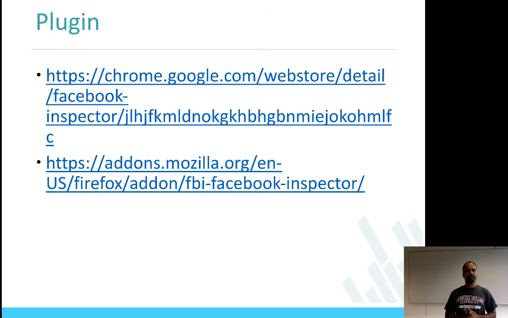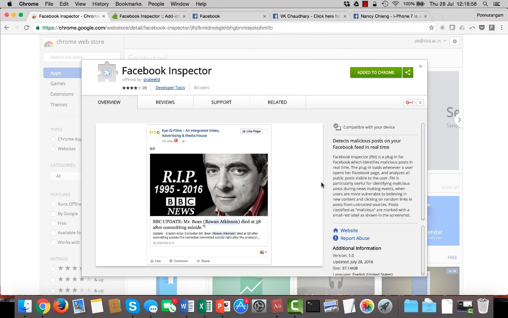So here is a pointer to the plugin. It'll be interesting if you can download it and play around with it. These are links to the Chrome extension and to the Firefox one. Let me walk you through how this plugin works and what it does, and how it is different from, or very similar to, TweetCred. So this is Facebook Inspector on the Chrome store, and basically you can add this to your browser. I already have it on my Chrome, otherwise it would say add to Chrome.